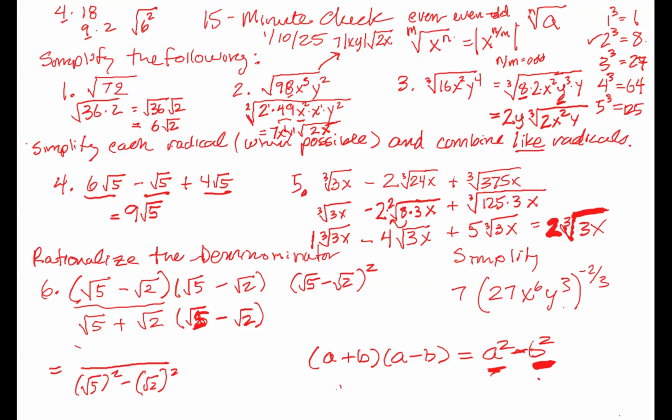This is my do not do this rule, because we tend to want to just distribute that squared. But a plus b or minus b squared does not equal a squared minus b squared. The only thing that equals a squared minus b squared is a sum times its difference.